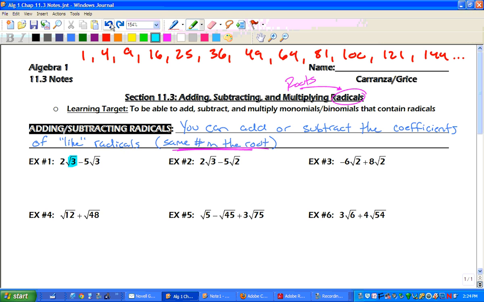So for example number 1, those are the same, which means these are like terms. So we would combine the 2 and the negative 5. When you do that, you would get negative 3 root 3.